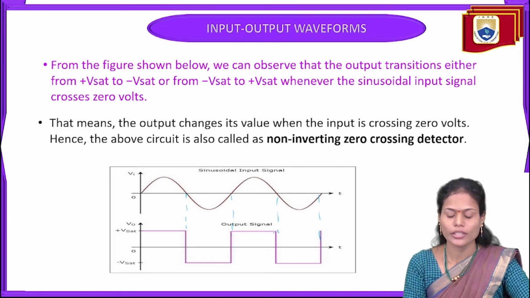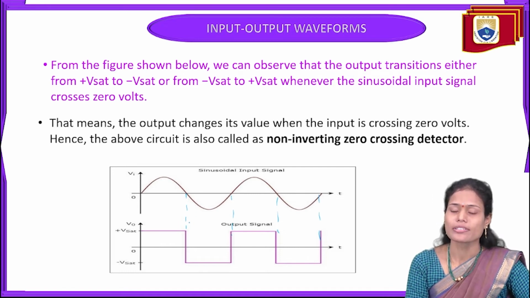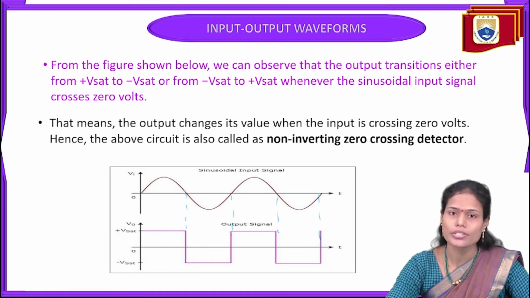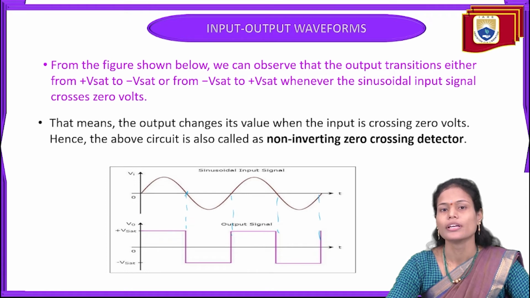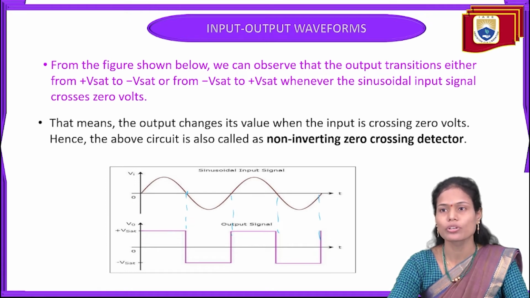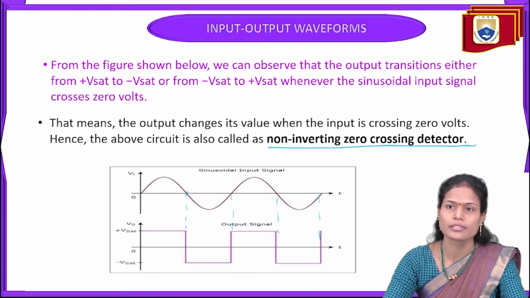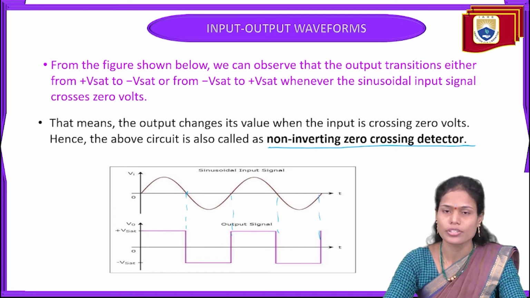So this particular circuit, we can call it a non-inverting zero crossing detector. Why? Because in this case also, whenever the input signal is changing from the positive direction to the negative direction, it is crossing the zero signal here. So that's why it is a non-inverting zero crossing detector. The non-inverting comparator is also called a non-inverting zero crossing detector.